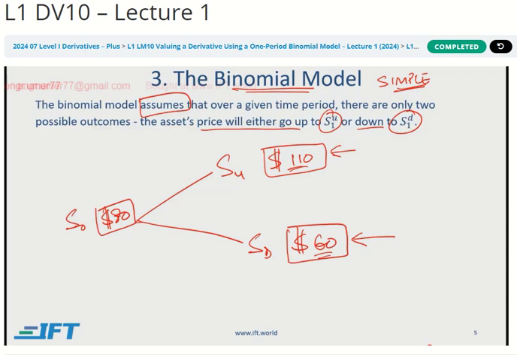Practically speaking, obviously that is not something you can predict. Who knows where the stock price will go if it goes up, or where it will go if it goes down, and whether it will even go up or down, or maybe it will just stay the same. So this model assumes that no, it will not stay the same. It will either go up to 110 or go down to 60. To use this model, we need to assume the price of the stock if it goes up and the price if it comes down. This is the first assumption.